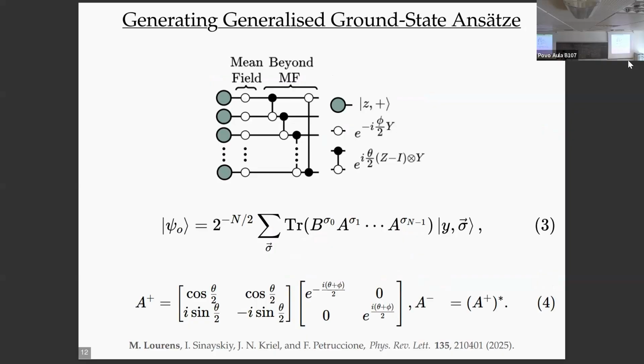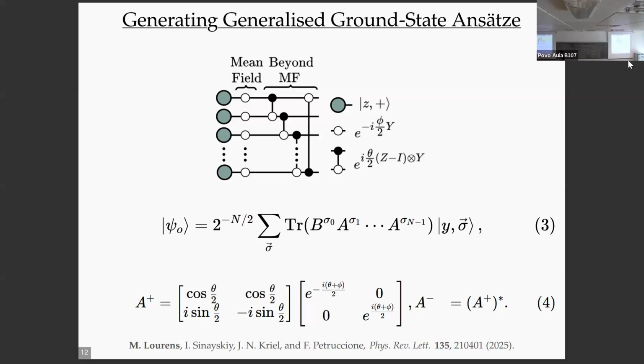This ansatz has a very simple interpretation. It's well known that for both these models, the mean field solution is a single layer of Y rotations, sharing one variational parameter. We see that our method implements the mean field solution and then extends it to incorporate correlations with these Y rotations.